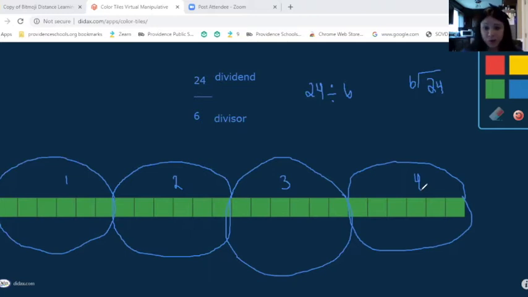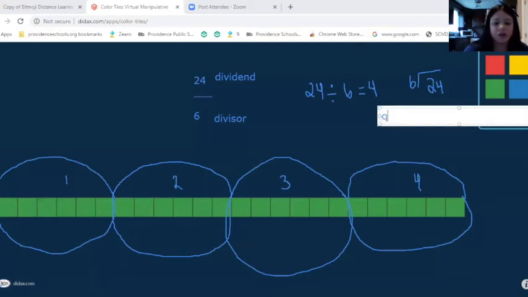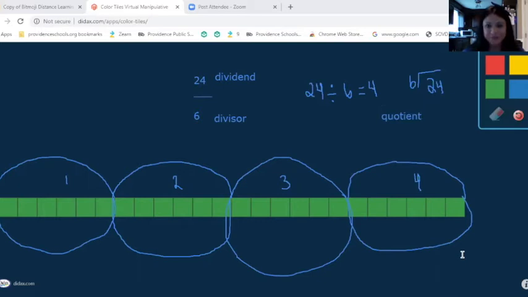So boys and girls, what can you tell me about 24 divided by 6? It seems to me that 24 divided by 6 is going to give you the answer of 4. So what is 4 called, boys and girls? That's right, 4 is called your quotient. And your quotient is your answer to a division problem.